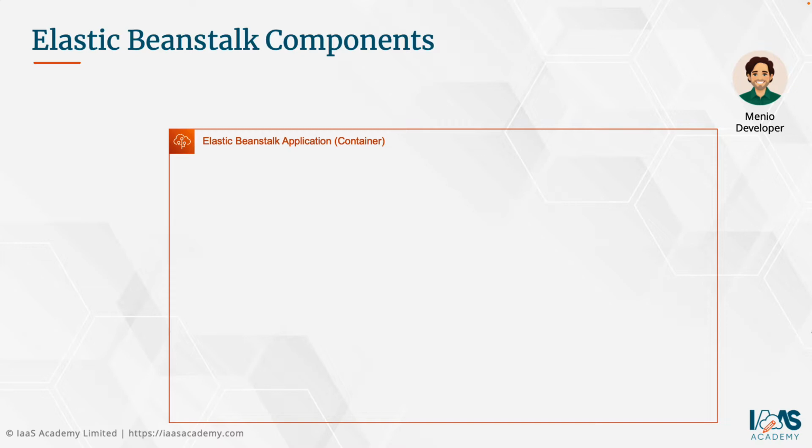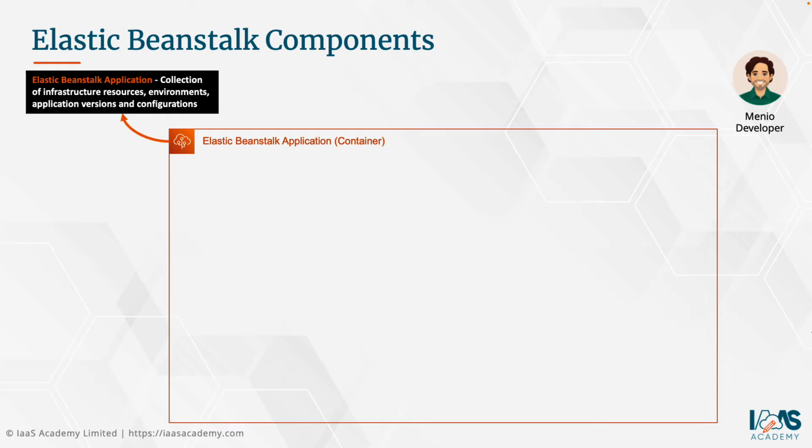Now, this is not an application in a traditional sense. From an Elastic Beanstalk perspective, this application describes the container that will contain the actual application code, environments, runtime libraries, and the infrastructure components to support the application. So think of the Elastic Beanstalk application as simply a container to hold all of this stuff together. And so for the exam, remember that an Elastic Beanstalk application is simply a collection of the infrastructure resources, environments, application versions, and configurations.